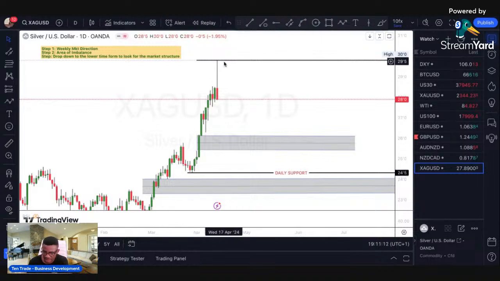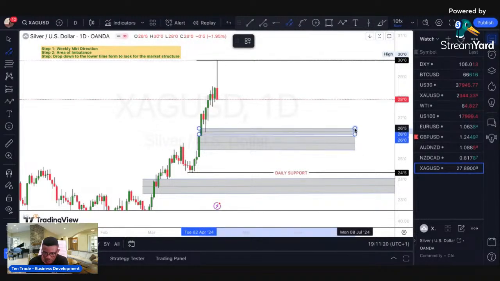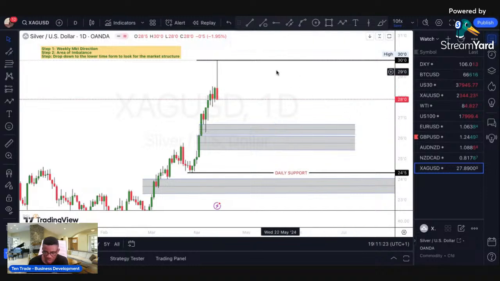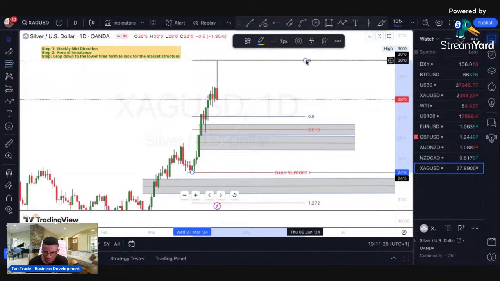We can't find anything. There is another imbalance here, but we will not pay attention to that because there's another imbalance here. We will not pay attention to this because it's not in the area of discounts. Okay, it's actually around the 618. There's an area here, around 0.618, below 0.50. So it's still also a valid area of imbalance.